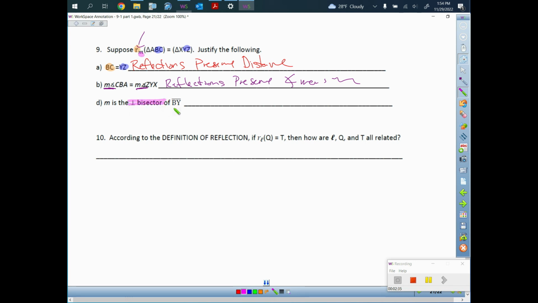And then here, on the next one, they say M, that's the reflecting line, is the perpendicular bisector of segment BY. Dude, if I say perpendicular bisector, you say definition of reflection. That's the first thing that we really talked about on this video, the definition of reflection.